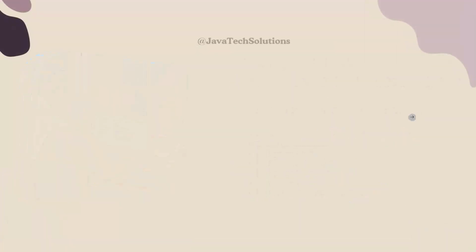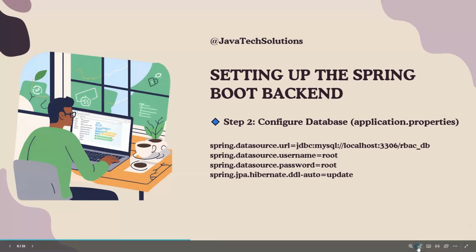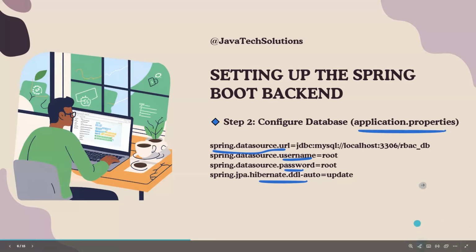As a second step, we need to configure the database. For setting up the database we can set these properties in the application.properties file. This is the file where we need to set properties like data source URL, data source username, then password, and DDL auto. So using this we can set up the database.